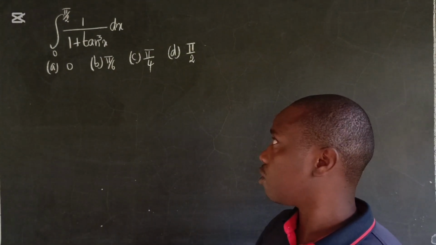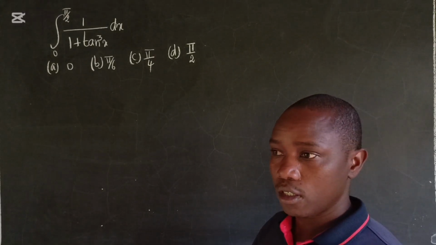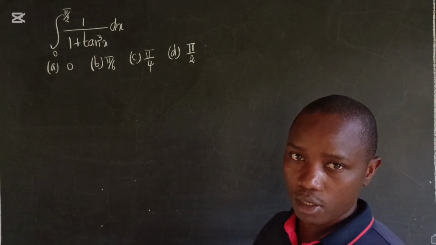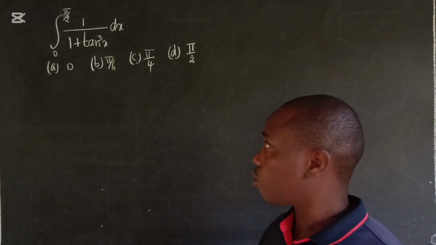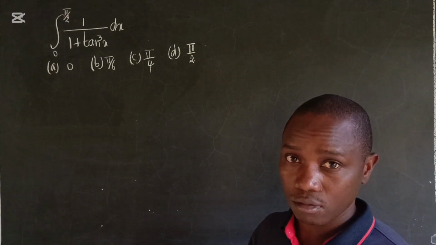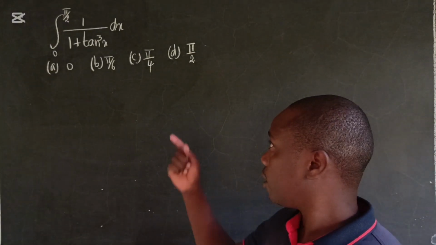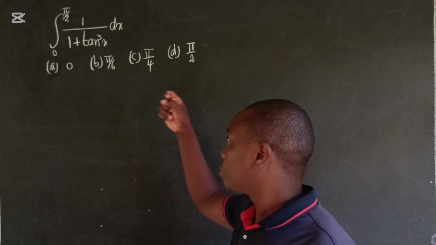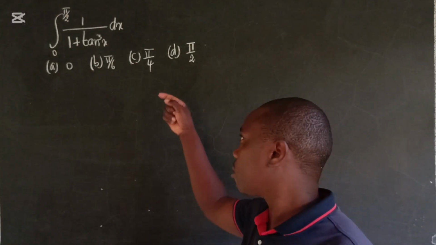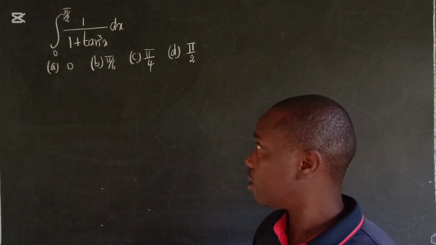Here we have an integral question: integrate from 0 to pi over 2 the reciprocal of 1 plus tan power 3 of x, dx. Because it's multiple choice and we've been given the answers, we want to choose the correct one among these four answers.